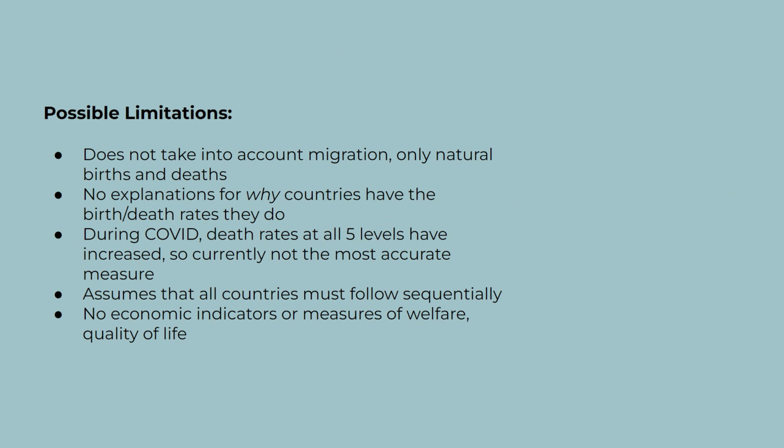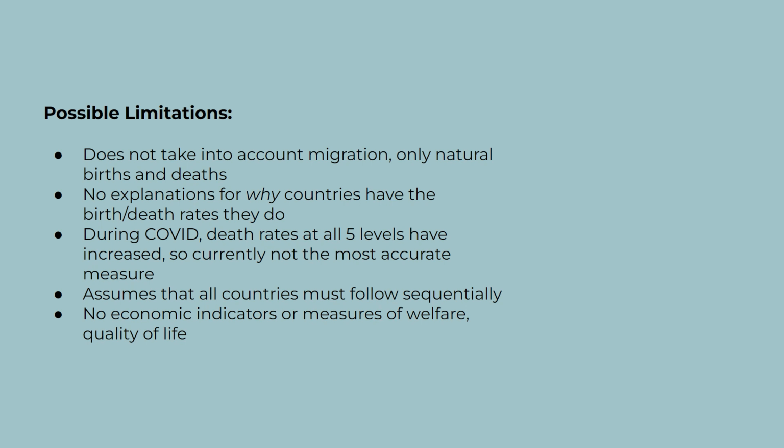No explanations for why countries have that high birth and death rates or low birth and death rates that they do. During COVID, death rates at all 5 levels have increased, so it's currently not the most accurate measure. It assumes that all countries must follow the DTM sequentially. That's not necessarily the case. Some countries have shorter stage 3s than others. Some countries have shorter stage 2s than others, and so on and so forth.